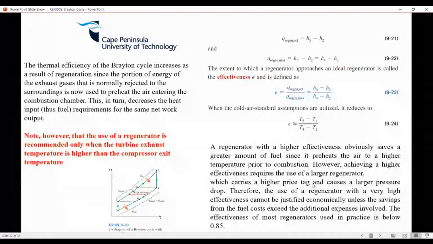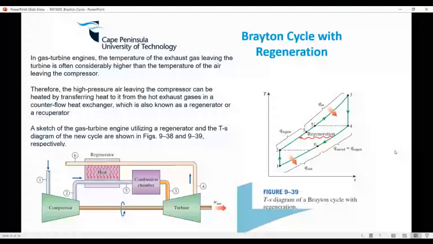A special note: the limitation is that we can only do this when the exhaust temperature is higher than the compressor outlet temperature. Otherwise there'll be no heat flow, and in fact it could reduce the thermal efficiency, so this condition is not valid. One must be very careful of that at all times. Your regeneration will be something like h5 minus h2. Looking at the actual graph here.